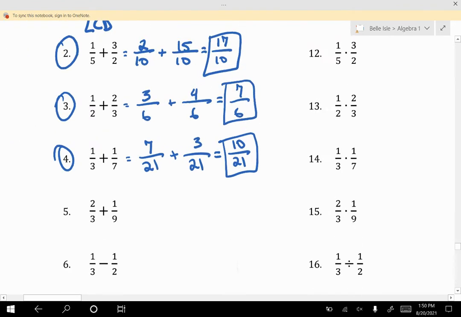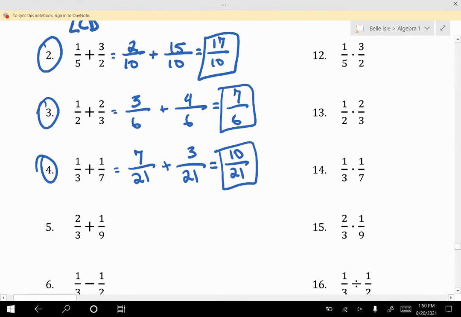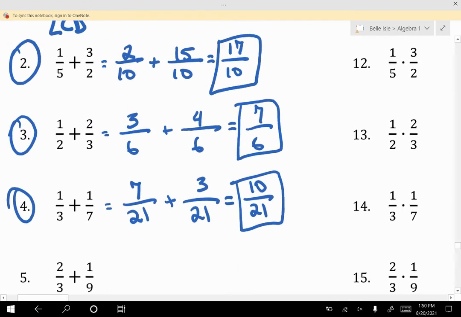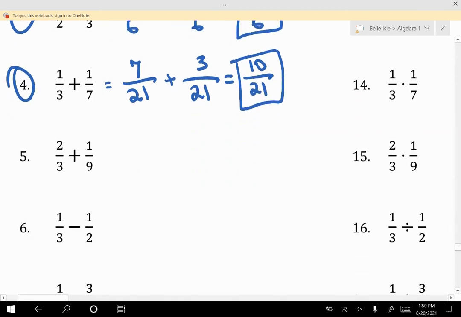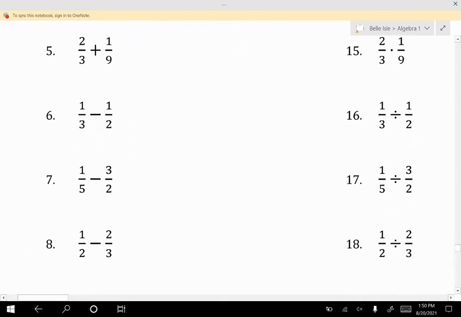So are we all good on these? If you are missing any of these and you need help, just circle them or star them or something, and I can come around when we break into independent practice and help you out. Don't feel lost. You'll get it. You'll get the hang of it.